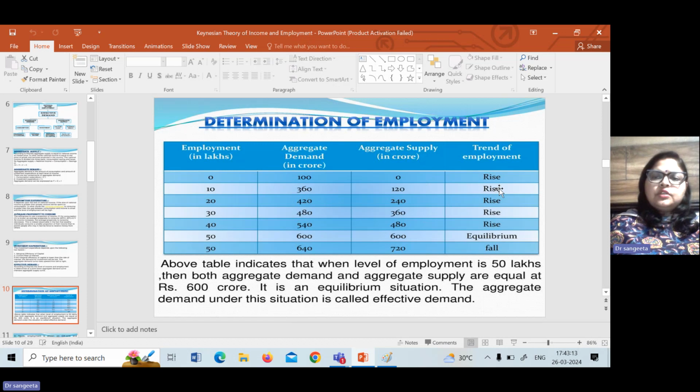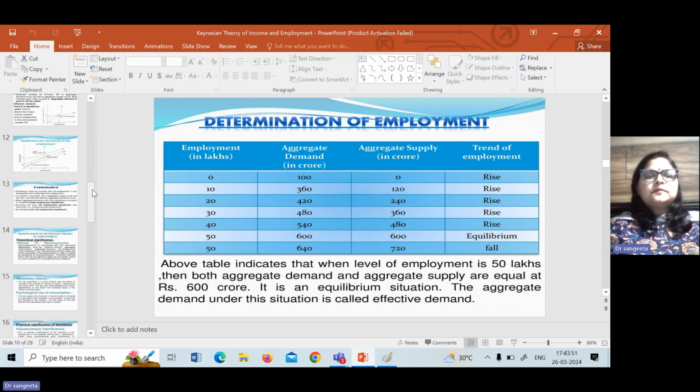So we continue hiring people, and at the point of 50 lakh employment, our demand is equal to our supply. That is the equilibrium point. At this point aggregate demand is equal to aggregate supply, so we can hire only 50 lakh people, and above this we cannot hire other people. So here the trend will change, the demand will fall, the trend of employment will fall. That is how it works.